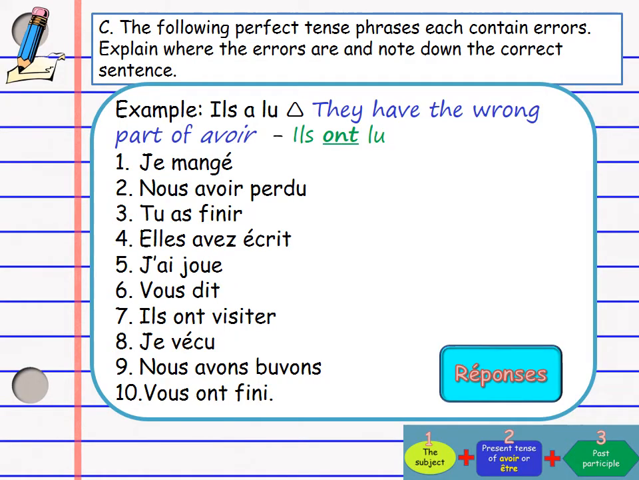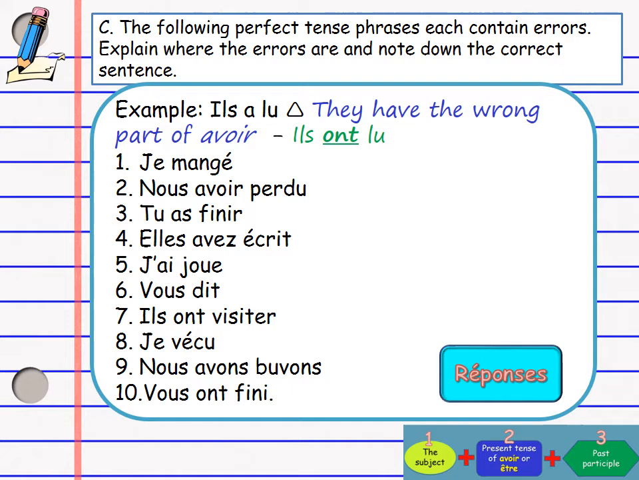Okay, here you're being asked to do something a bit different. You've got perfect tense phrases, but each one contains an error. Can you say what the error is, and can you note down what it should be? So, for example, ils a lu, it's the wrong part of avoir. It should be ils ont lu.